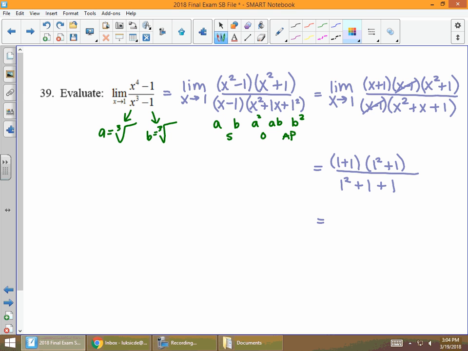It's one of those problems with a billion of the same number. So I have 2 plus 2, or 2 times 2 in the numerator. There's 3 in the denominator. The limit of that rational function is 4/3.